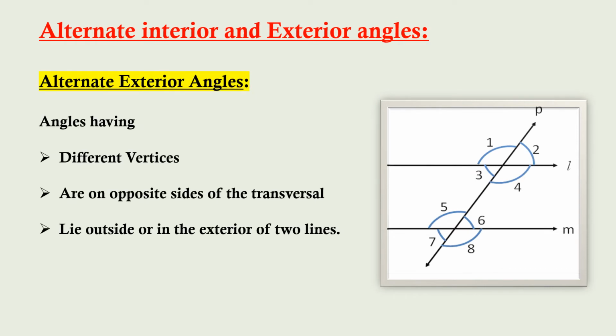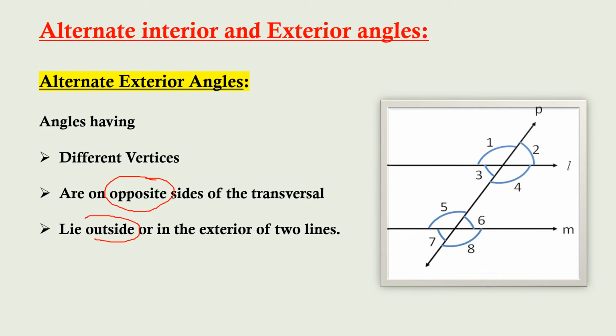They are the angles that have different vertices, just like alternate interior angles. They are on the opposite sides of the transversal, just like alternate interior angles. Means if one is on the right, the other is on the left. If one is on the left, the other is on the right side. Alright. Now the only different thing is that in alternate interior angles, the angles lie in the interior, and in alternate exterior angles, the angles lie in the exterior of the angle.